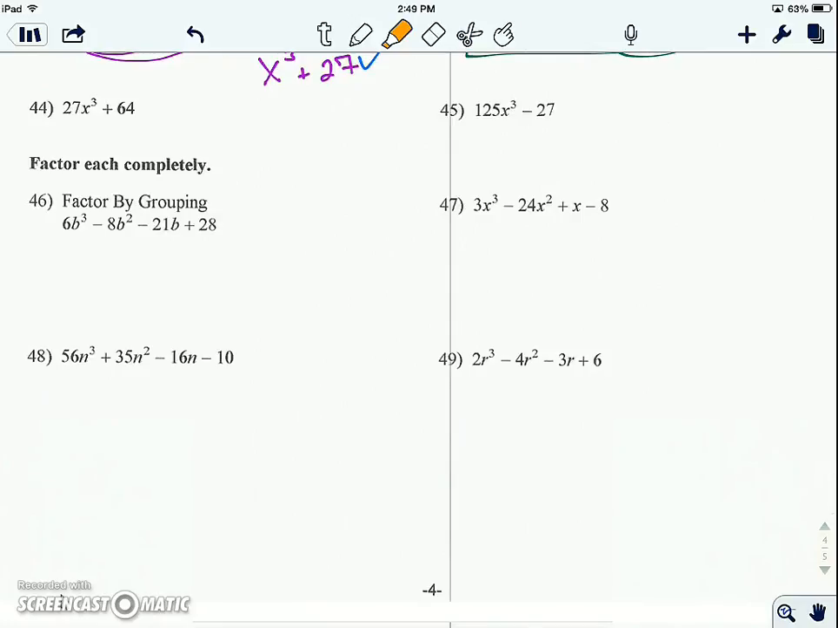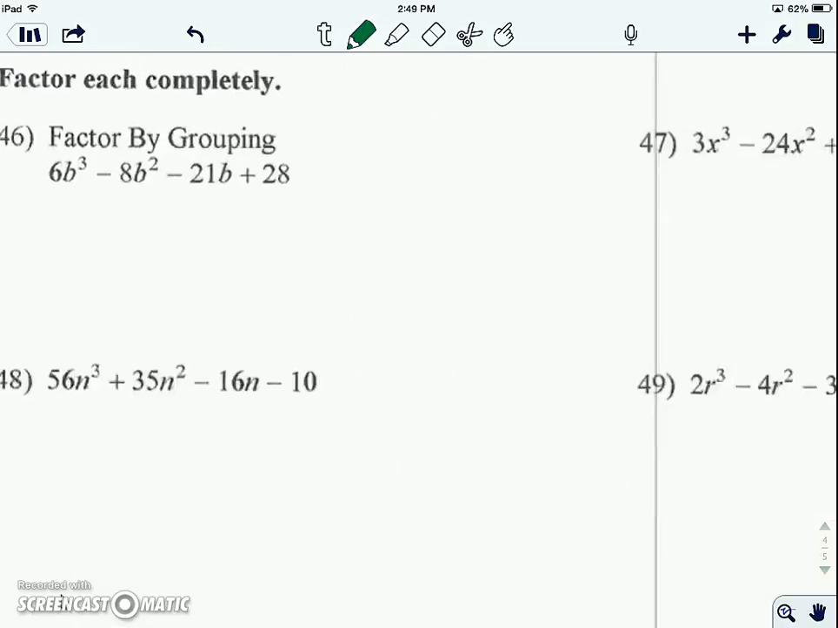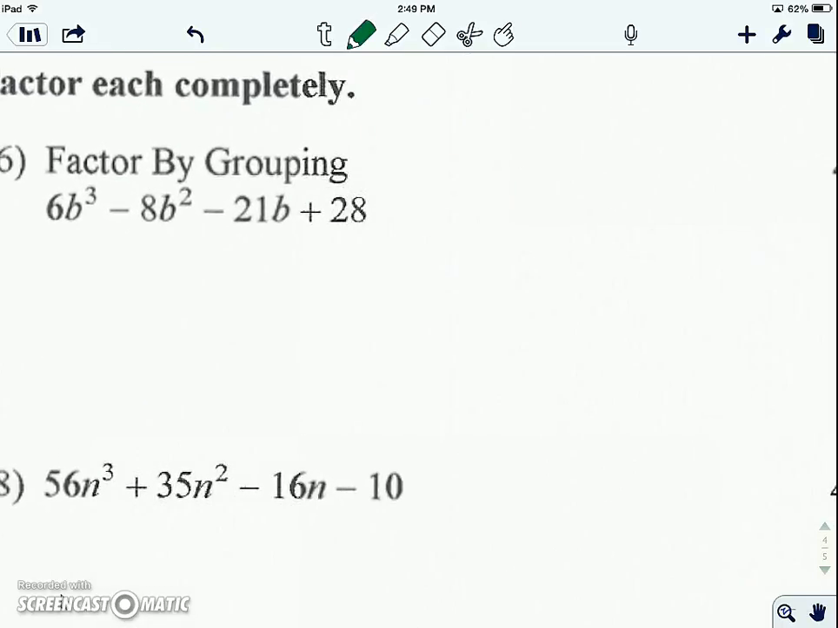All right, the last type is factor by grouping. And this is kind of like step 3 on the other factoring that we did. Okay, so I'll just show you. It's adding parentheses. If you look at it, they don't all have something in common. These guys have 2's and a b.